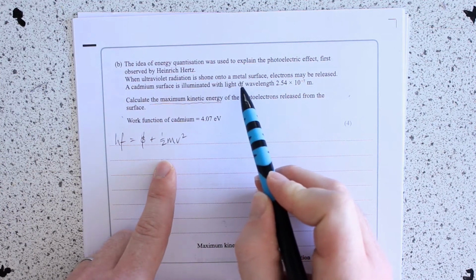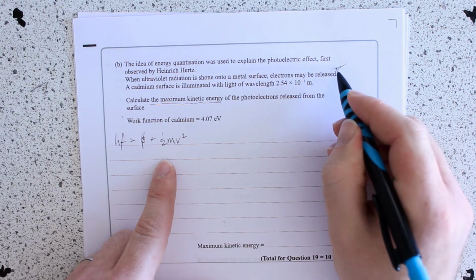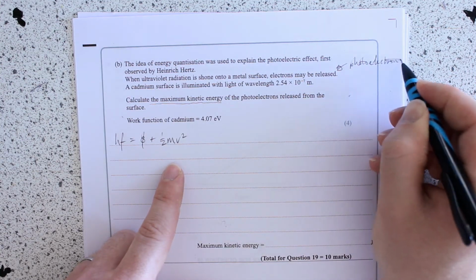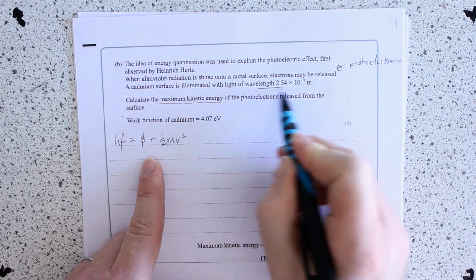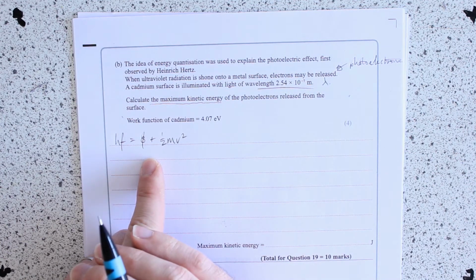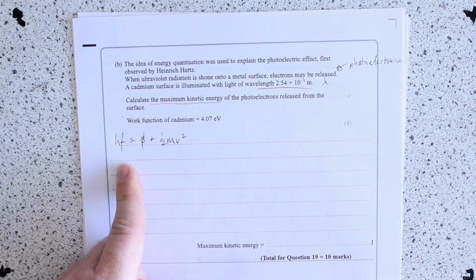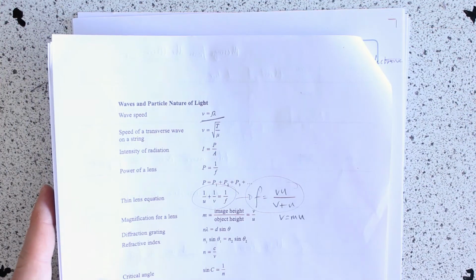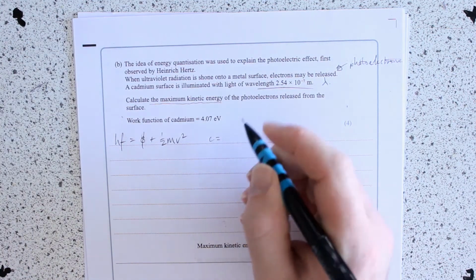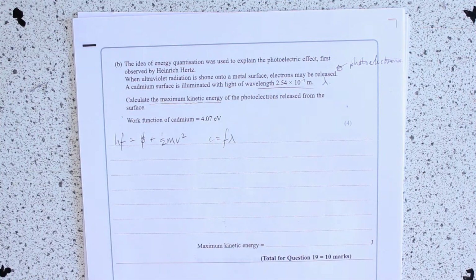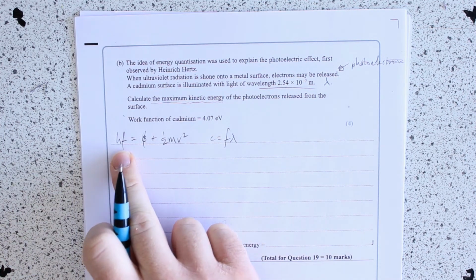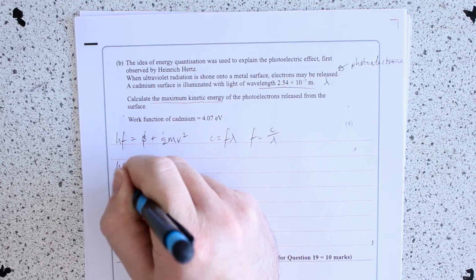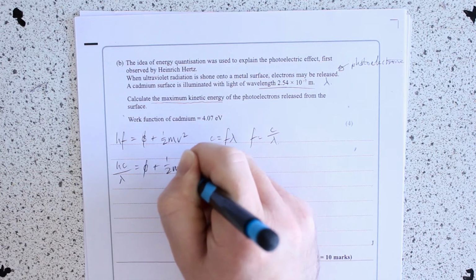So straight away we're ready to go. Ultraviolet radiation is shone into a metal surface. Electrons may be released. So these are photoelectrons. So these are all just clues to get this equation. A cadmium source illuminated with light of wavelength this, so this is lambda. Yes, we're in the right units, that's fine. There's no lambda in this, is there? But we do know, don't we, that for waves, their wave speed is f lambda. And the speed of electromagnetic radiation is c. So just write that equation down there. And I can use this to sub in there. If I rearrange for f, c over lambda. So essentially hc over lambda equals phi plus half mv squared.